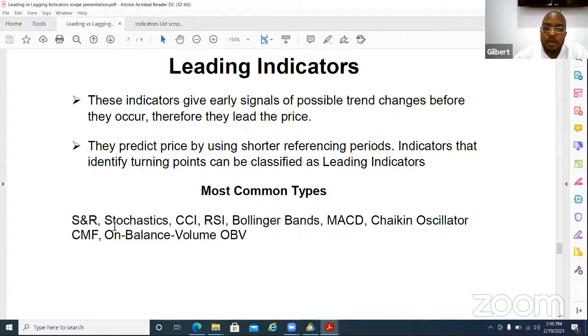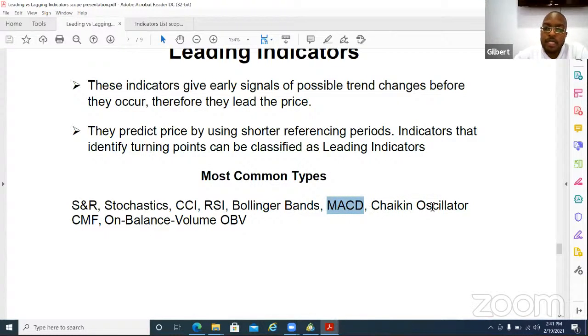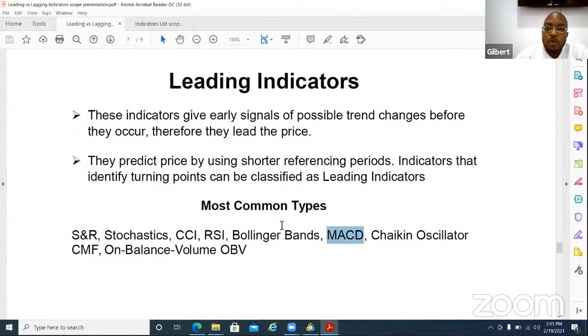We also have some of the velocity indicators like stochastics, CCI and RSI. CCI, we call it the commodity channel index. RSI is the relative strength index. So these indicators are also leading indicators. We also have Bollinger Bands and MACD. However, these two can be categorized as both leading and lagging. So there's an element of theirs that can also be lagging, and I'll describe this when we get to the charts. So Bollinger Bands, moving average convergence divergence, which is the MACD. We have some of the volume indicators like the CMF and the OBV, that is the on-balance volume. So most of those indicators that you are looking at can be categorized as leading indicators.